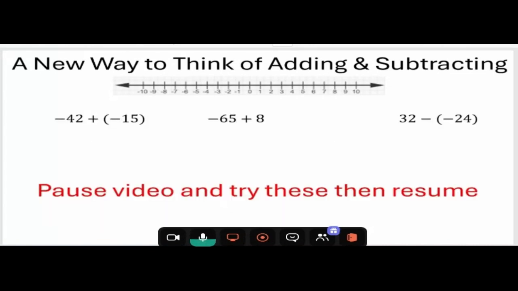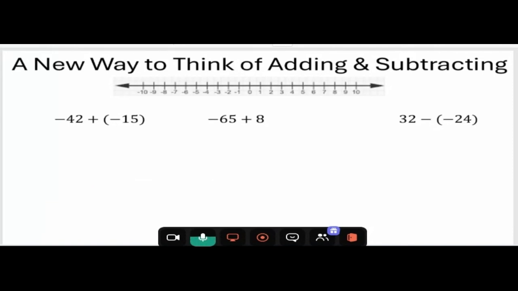Why don't you pause the video right now and try a few of these on your own. Okay, let's look at these. So this one goes right off my number line, plus I don't want to count out 42 to the left and so on. Let's use our shortcut. This says go 42 left, and this plus a negative says go 15 left.